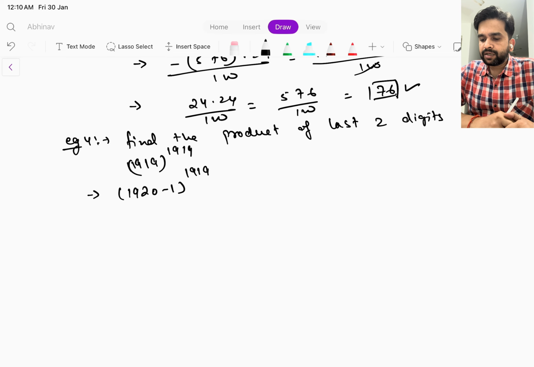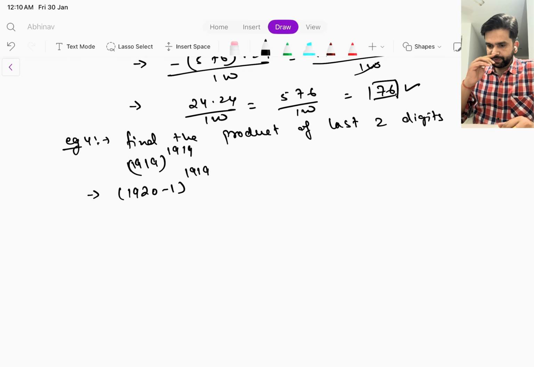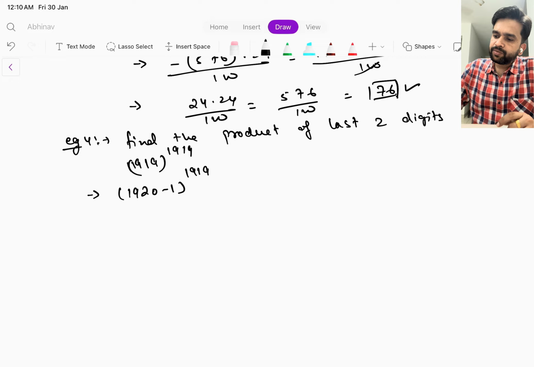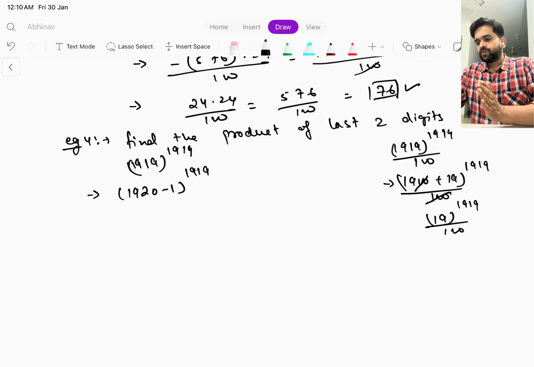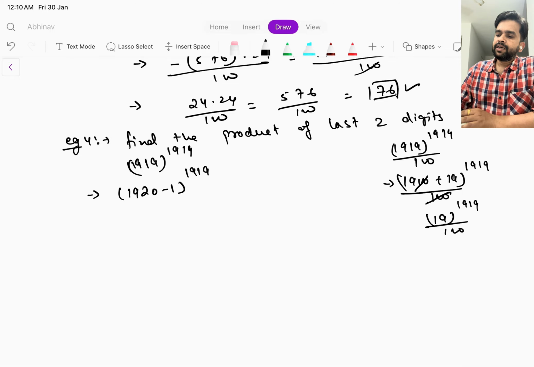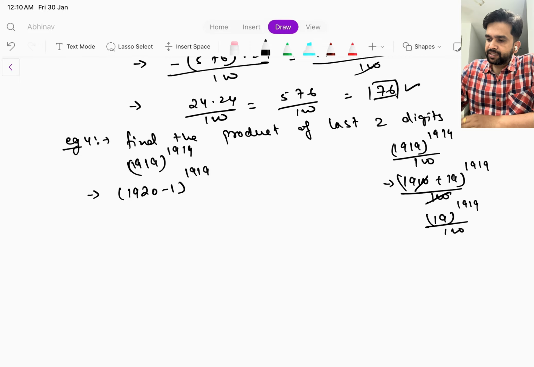Why am I using the binomial expansion in this question? Because we can again write 1919 raised to power 1919 divided by 100, but that will be a very lengthy process, because now I'll be left with 19 raised to power 1919 divided by 100. So now I'll need to calculate the square of 19, and then in the next step I'll obtain 361, which will be rewritten as 400 minus 39. After that I'll need to find out the square of 39, and since the power here is too big, I should avoid this process and I'll rather use the binomial expansion for this question.